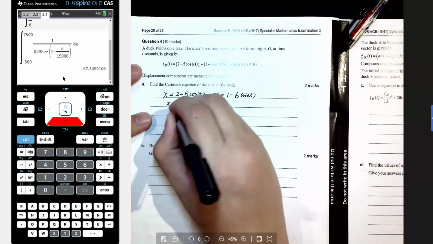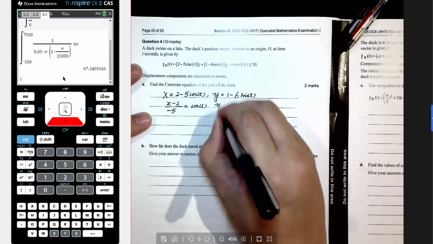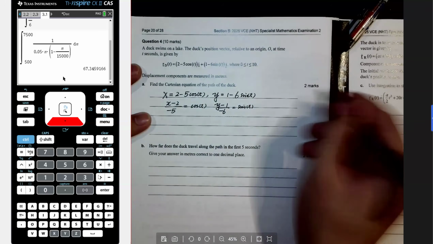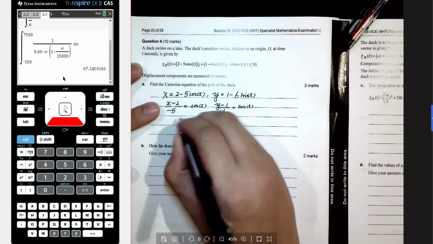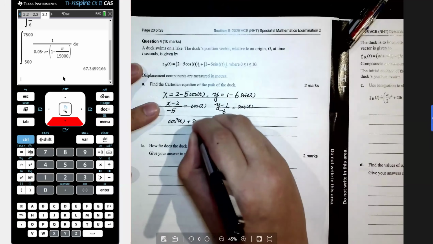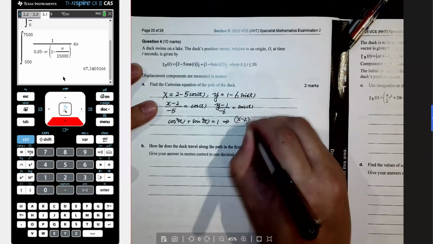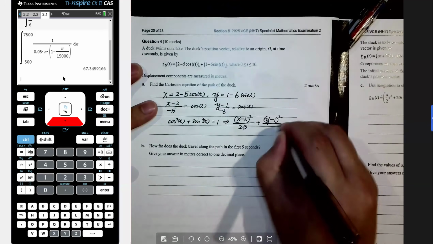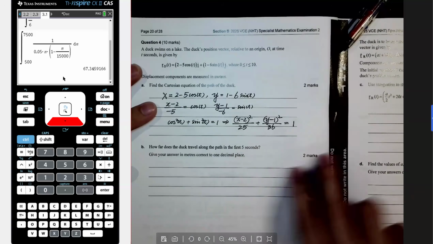And you just say x minus 2 divided by negative 5 equals cosine t, and y take away 1 divided by minus 6 equals sine t. So this is a classic type of 2 marks question: some rearrangement here, isolating the cosine and sine terms, and then use cosine squared t plus sine squared t equals 1. Then you would get (x minus 2) squared divided by 25 plus (y minus 1) squared divided by 36 equals 1, okay? So that is the Cartesian equation.